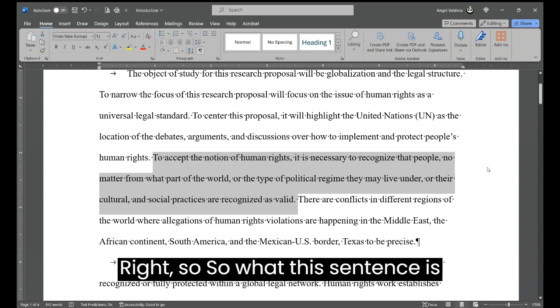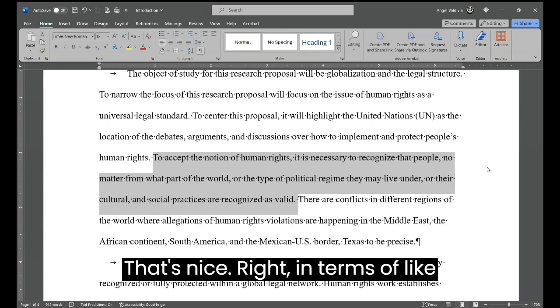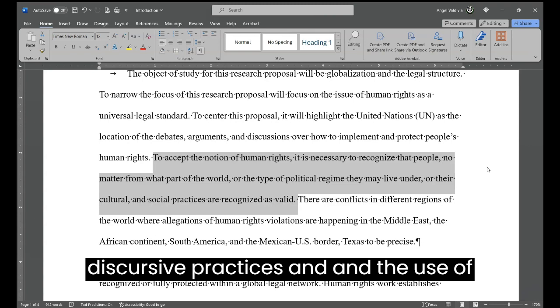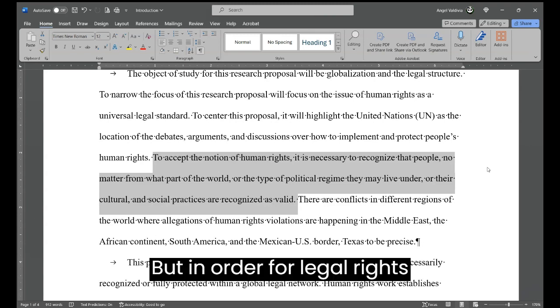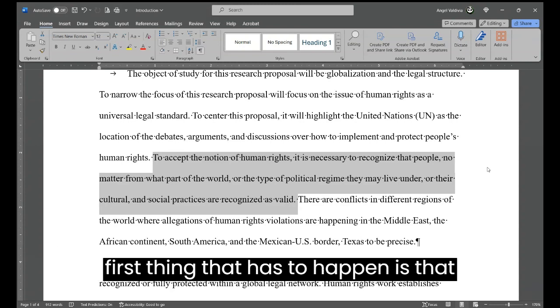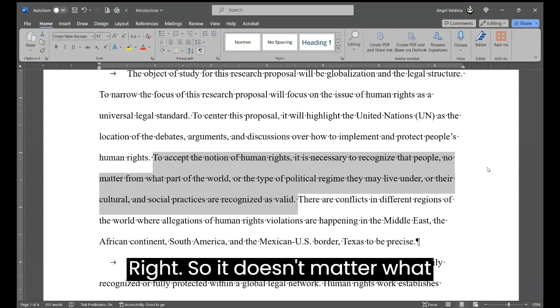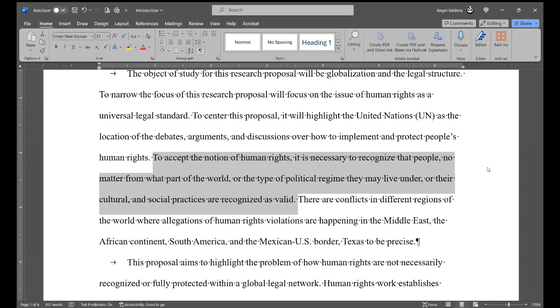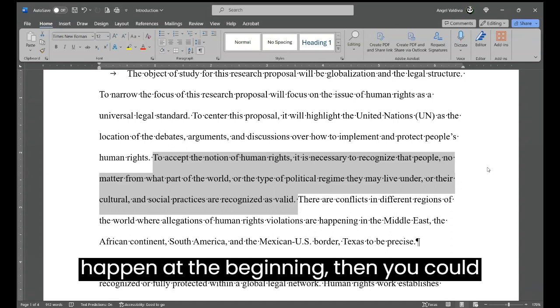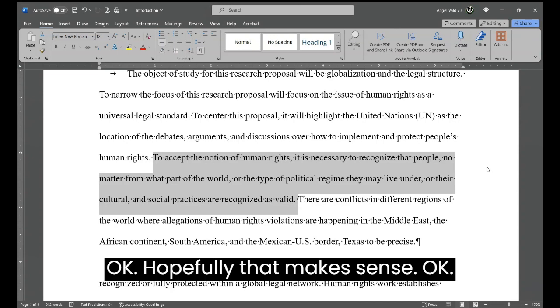Right. So what this sentence is literally saying is that we could argue as a society that people have rights that protect them. That's nice, right? In terms of discursive practices and the use of language. But in order for legal rights to actually protect an individual or community or members of a community, the first thing that has to happen is that their legal rights have to be recognized. So it doesn't matter what community or what scenario or situation, their rights have to be recognized first. Because if that doesn't happen at the beginning, then you could start seeing the human rights abuses that can happen. Okay, hopefully that makes sense.